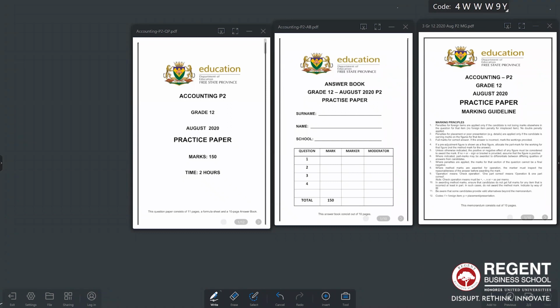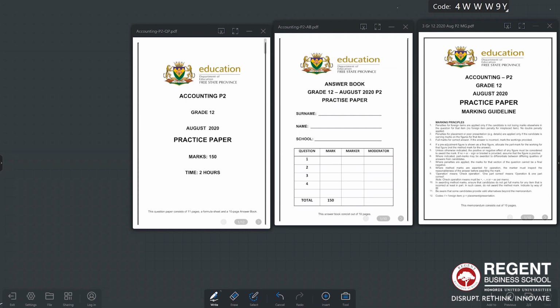Now think: if no bank recon, guaranteed the debtors recon and the creditors recon are the two that are left. It's going to be in the paper. It must be in the paper. You're writing a 2-hour paper, 150 marks. They'll definitely test you on debtors. They'll test you on creditors. You'll be a fool to go into the exam room having left something out.